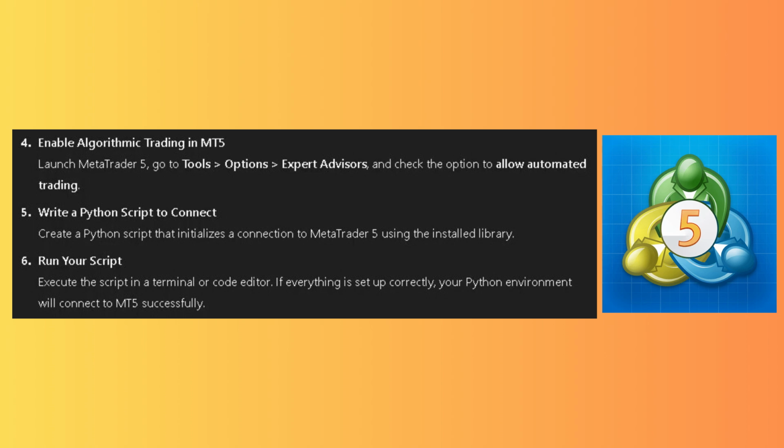Enable algorithmic trading in MetaTrader 5. Launch MetaTrader 5 and go to Tools, Options, Expert Advisor, then check the option to allow automated trading.